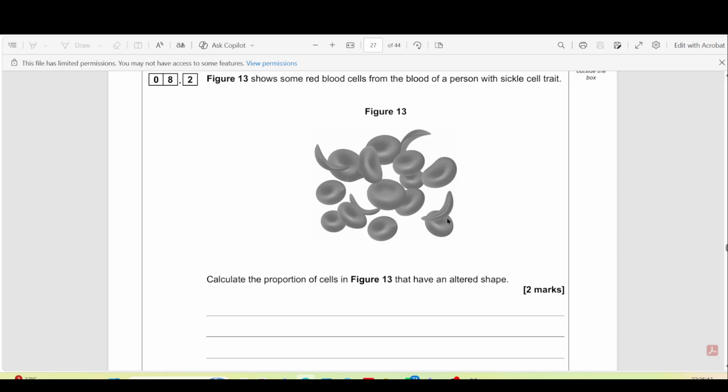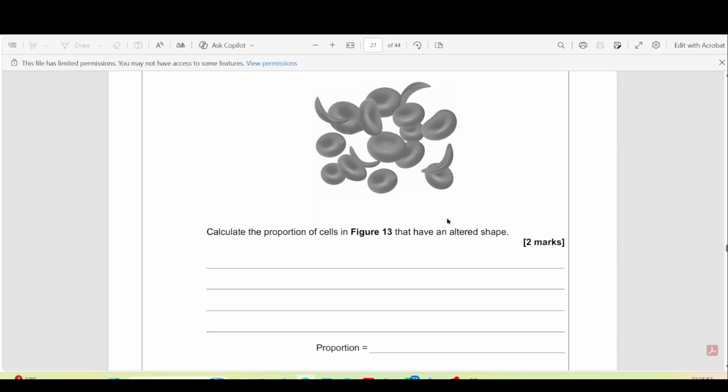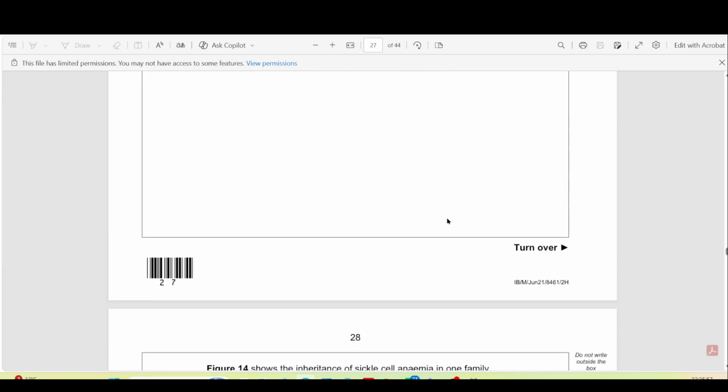Write in ratio form. 4 to 17. Yes, 4 over 17. Okay.